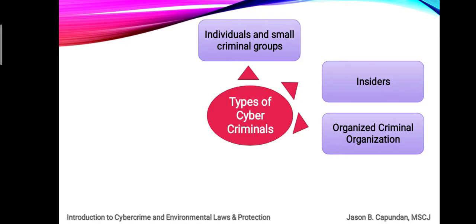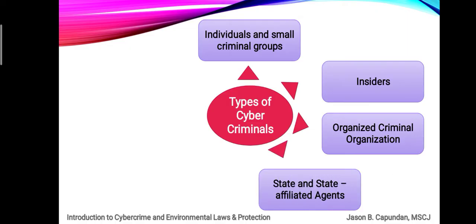Next, we have organized criminals or organizations. So these are traditional organized crime groups which had their transitions from traditional crimes to cyber crimes, because of course, for the purpose of monetary gain, because cybercrimes are more convenient, and cybercrime is more profitable, and of course cybercrime is hard to detect and very hard to investigate.